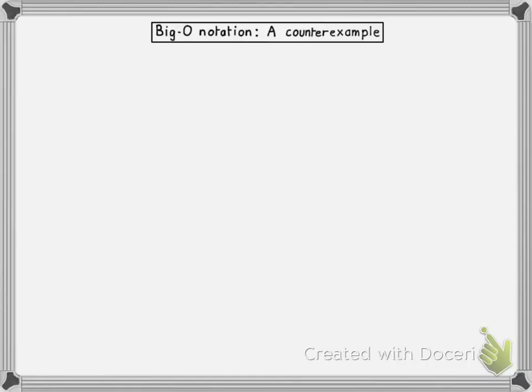Welcome back. In this segment, we're going to study a counterexample of a big O relationship. In particular, we're going to illustrate one way to prove that a big O relationship does not hold. So for our example, we're going to use the same function f of x that we used in previous segments.